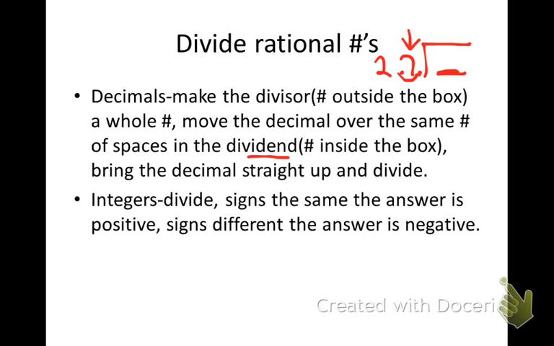For integers, when you divide, if the signs are the same, your answer is going to be positive. If the signs are different, it's negative, and that goes for 2 numbers at a time. So just divide your numbers as you normally would.